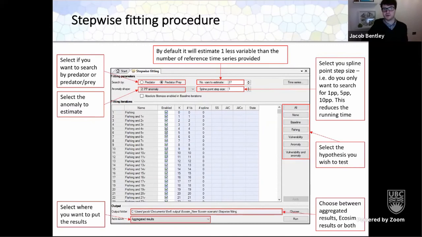And when you actually do run it, I don't know if I've got the screen. So when you run through it, you'll see it ticking down them one at a time. So it will start on fishing, which is just fitting the model to fishing. It's not estimating any parameters at this point. It's not estimating a spline point, anomaly in phytoplankton. It's just what is the fit of the model against observed data if we just have fishing effort in the model. And then the next time, it will estimate one vulnerability, predator or predator-prey, based on what you've selected.